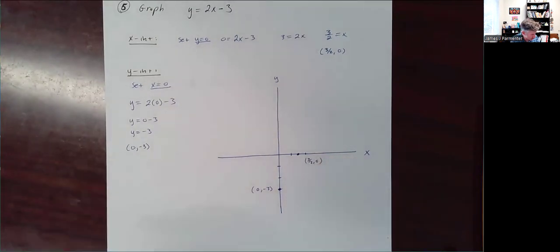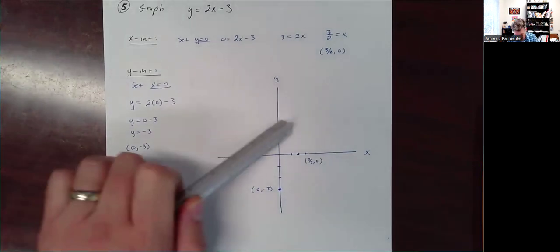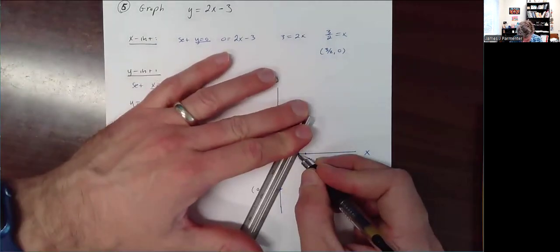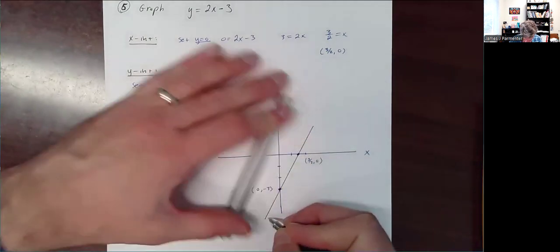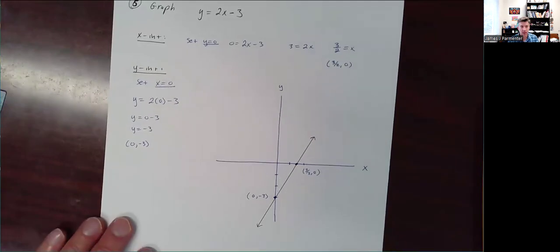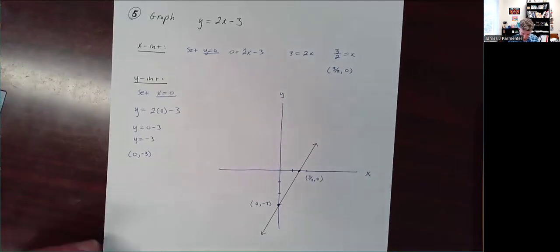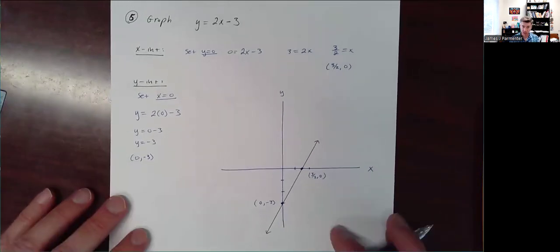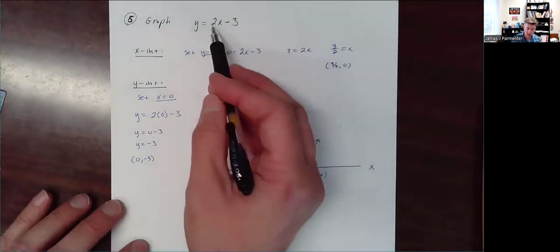And then I'm going to grab a straight edge to make my line look pretty, and I'm going to draw the line that just goes through those 2 points. It's worth noting here, I will also point out something about the slope for a second. So the slope of this line is 2.